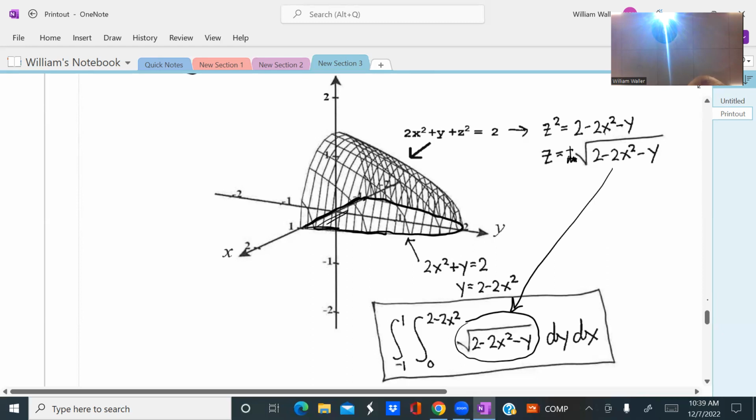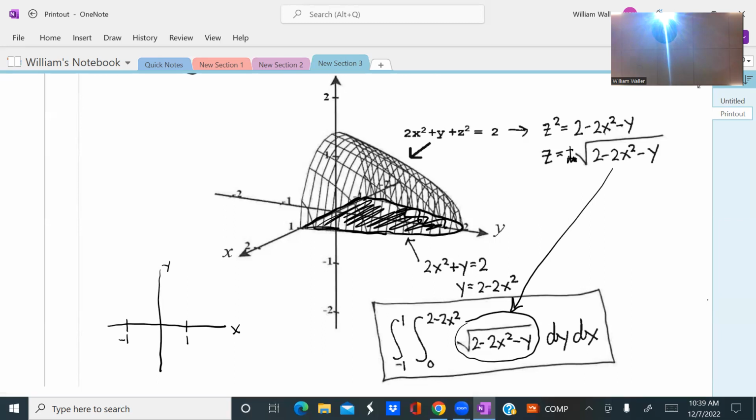So there is your region of integration. Let's draw a picture of that in a more standard way here. Let's draw the xy plane like we're used to seeing it normally. So that region of integration, you can see it here. What are its limits on the x-axis? -1 to +1, right? And then on the y-axis it goes up to 2.